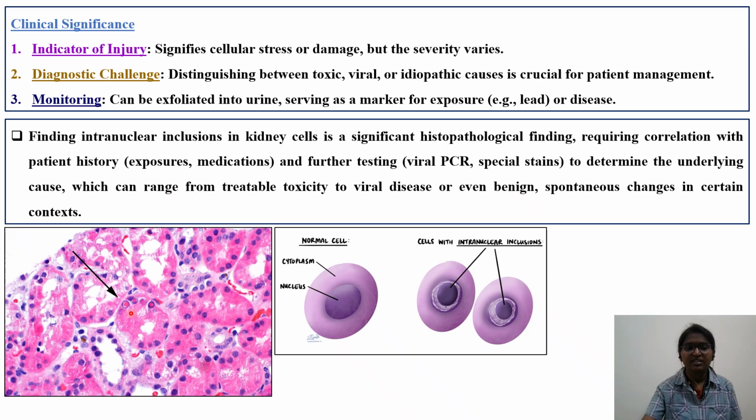So here you can see the pink or red color of this particular inclusion body, you can see the arrow mark, and this is a normal cell. The outermost layer is the cytoplasm, and in this is the nucleus, and here you can see cells with intranuclear inclusion. This is the normal cell and this is the cell with the intranuclear inclusions.